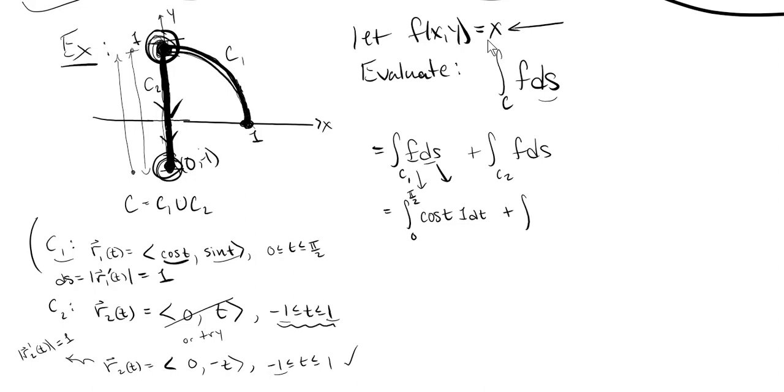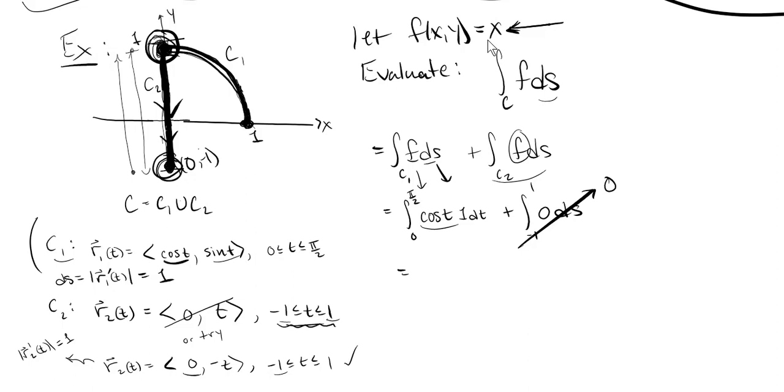Our next piece goes from -1 to 1. It's this piece now. The function f evaluated at the parameterization, well, f equals x, right? On the parameterization, the x value is 0. So we get 0 ds. We don't even have to finish, that's 0. Integrate 0 on a finite interval, you get 0. So we're left just evaluating integral from 0 to pi halves of cosine t dt.